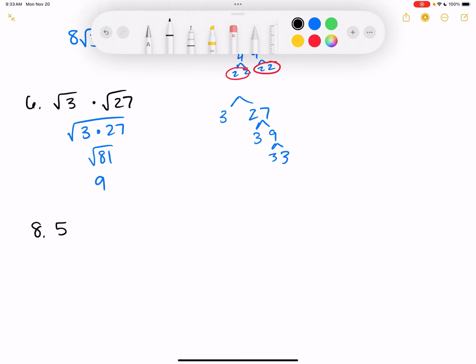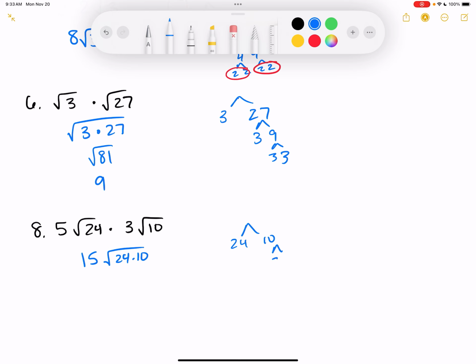Number 8, 5 square root of 24 times 3 square root of 10. So similar to number 6, I can multiply what's in the radicals. The stuff that's outside will just get multiplied together. So that's going to end up being 15 times the square root of 24 times 10. And then I would just go straight from there to break it down.